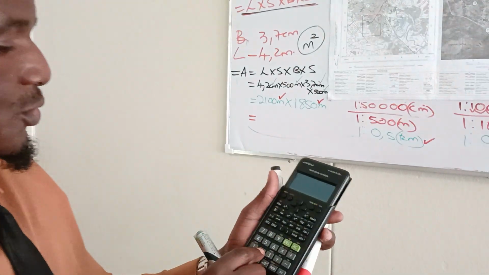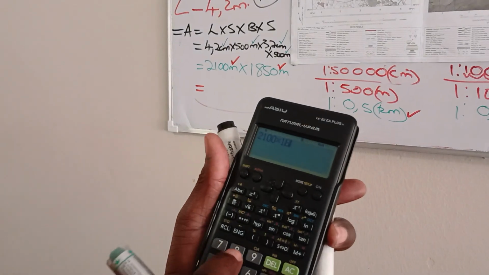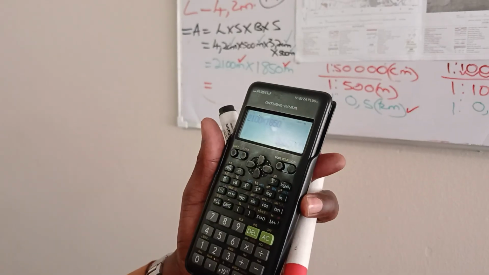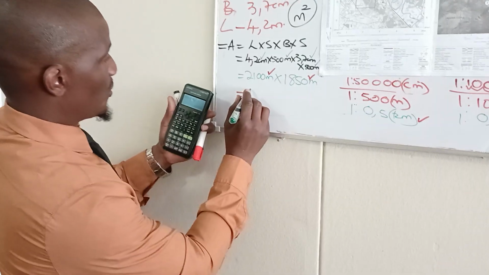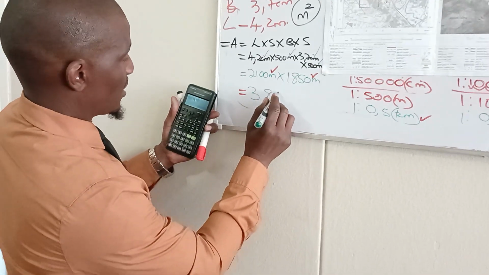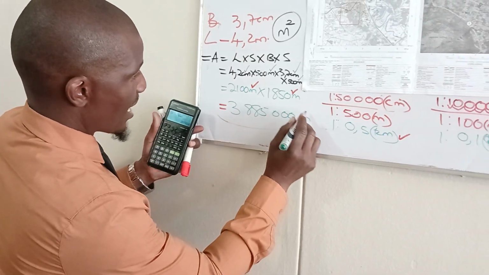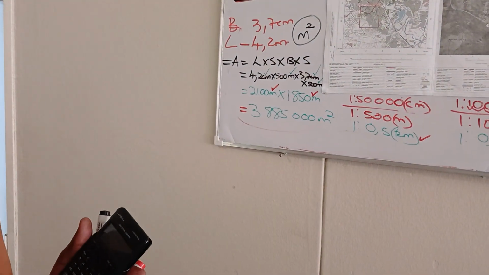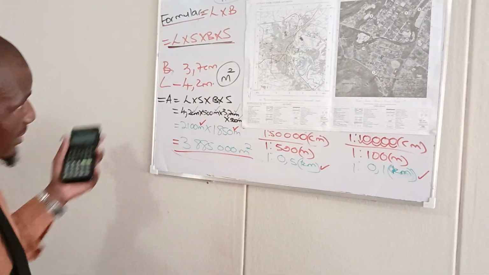So I'll say 2,100 multiplied by 1,850. Okay, what is going to be my answer? You can see there I have got 3,885,000. Remember, your answer is in square meters, which is 3,885,000 square meters. So this is how you do it.